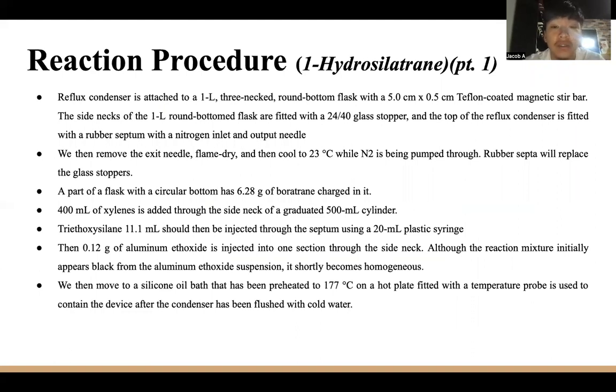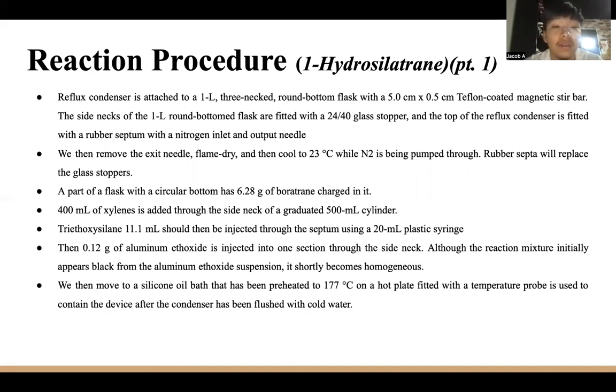For reaction procedure, this will be for 1-hydroxyletrain, and this would be part 1 of it. The reflux condenser is attached to a 1 liter 3-necked round bottom flask with a 5 centimeter by 0.5 centimeter Teflon coated magnetic stir bar. The side necks of the flask are fitted with 24/40 glass stoppers, and the top of the reflux condenser is fitted with a rubber septum with a nitrogen inlet and output needle. We then remove the exit needle, flame dry, and then cool to 23 Celsius while N2 is being pumped through. Rubber septa will replace the glass stoppers.